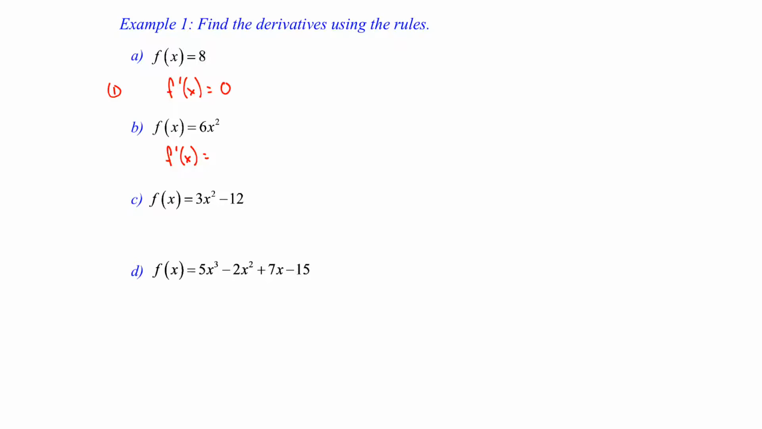On B, you have 6x squared, so this would be rule number 3. So 2 times 6, x raised to the 2 minus 1. In these first couple examples, I'm going to write out exactly what the rule is saying so that you can see each part of it. So 2 times 6 is 12, and then x raised to the first power.